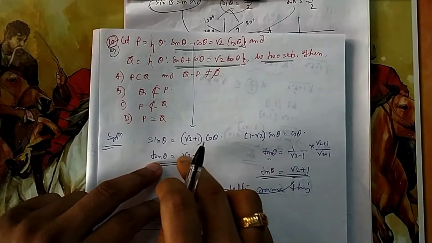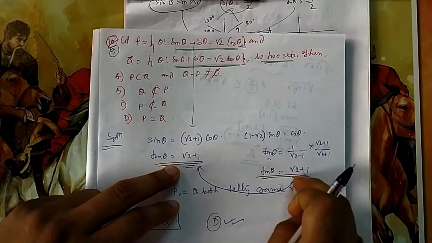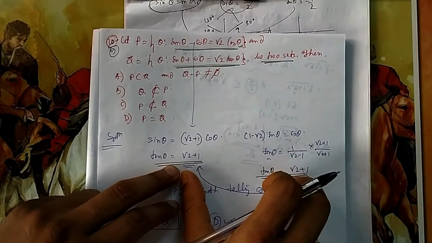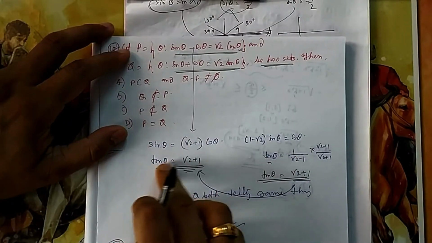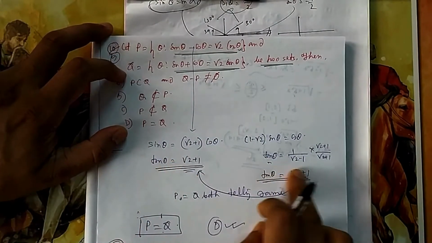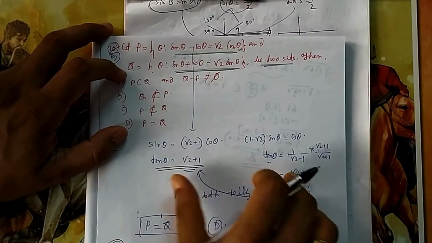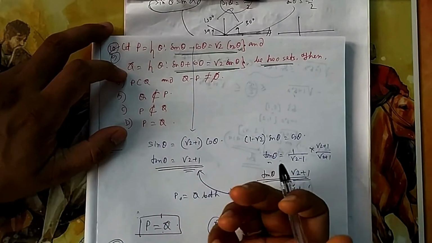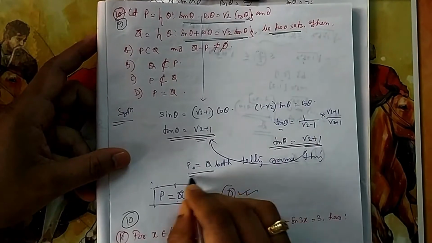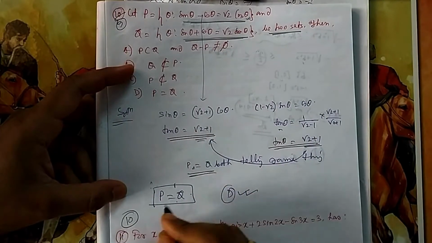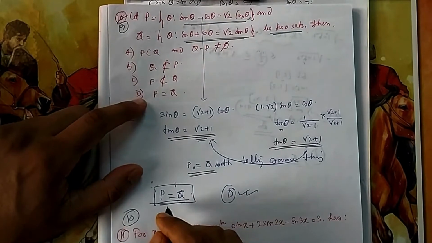So obviously whatever solution you get from here, the same solution you will get from here. So P and Q will have the same values. Because in P all the values that satisfy this one will come, and in Q all the values that satisfy that will come. So both are the same, both are telling the same thing, so that's why they are equal. That is your option D.